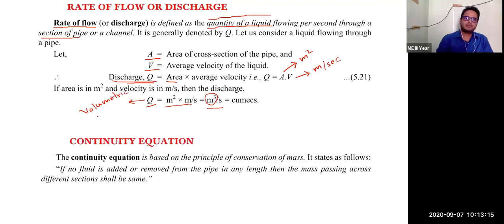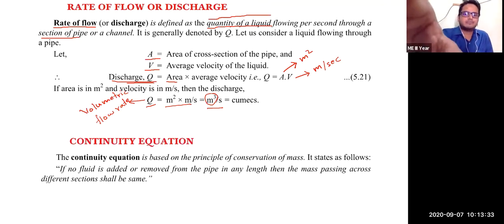It is giving you volumetric flow rate, meter cube per second. In some cases you can also see in numericals kg per second is given. So in that situation you have to perform unit conversion.